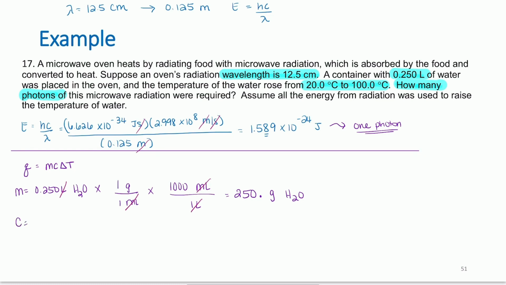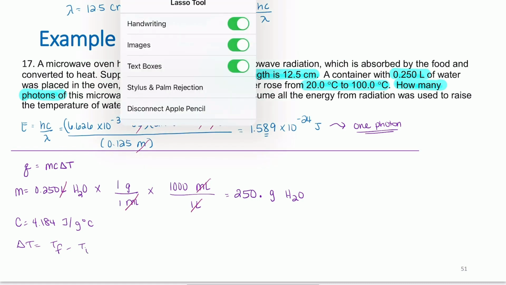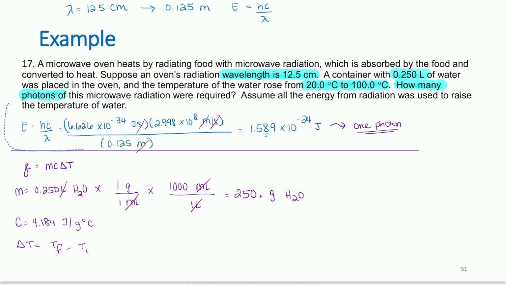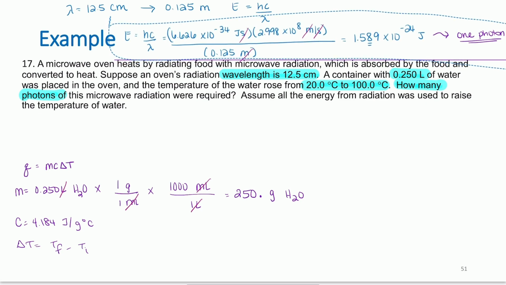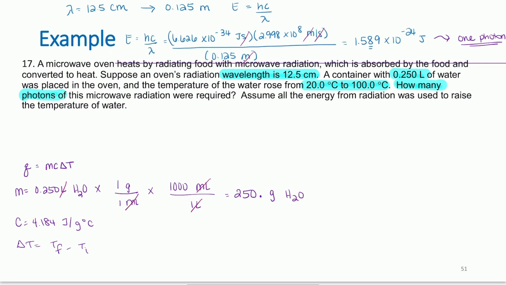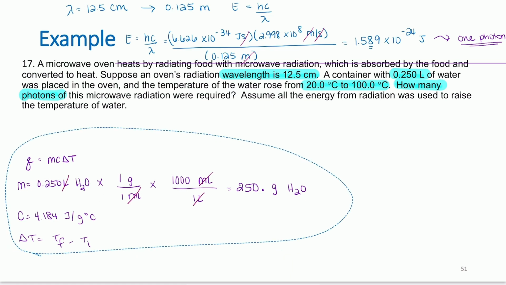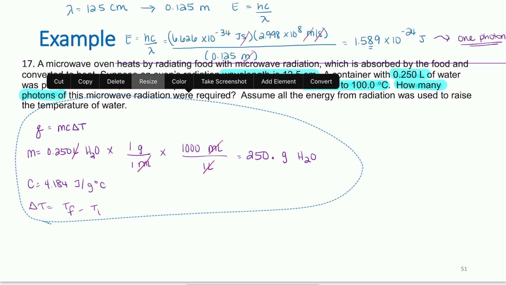Specific heat of water. You guys should have this memorized from first semester, 4.184 joules per gram degree C. That means it takes 4.184 joules to raise 1 gram of water by 1 degree Celsius. And change in T is always T final minus T initial. Whenever you see that little delta, little change in, it always means final minus initial. And I'm going to need space, so I'm going to move this up here and shrink this down a little bit.